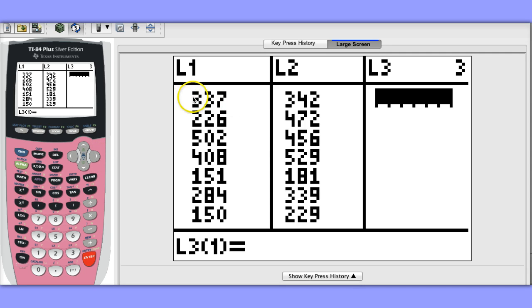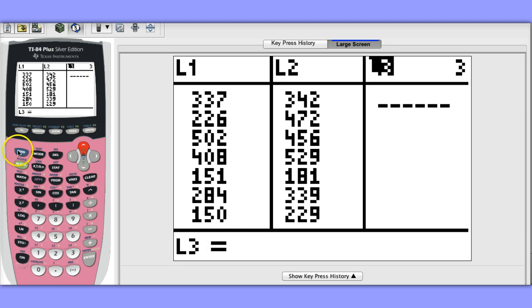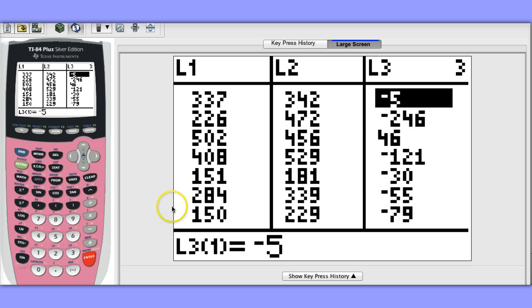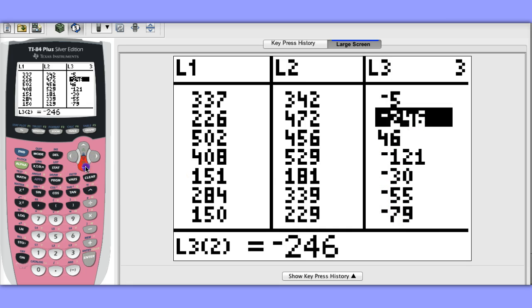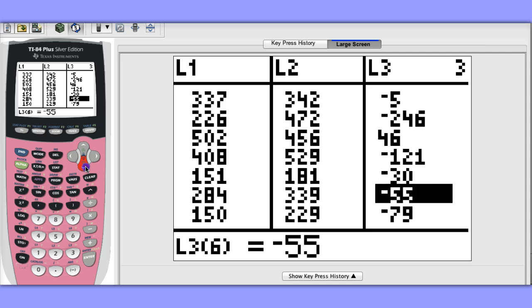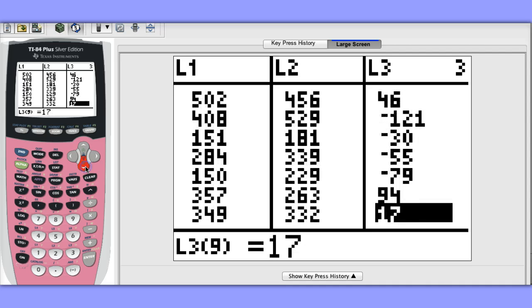Now I could go through and calculate all these and do 337 minus 342 and 226 minus 472 and so on, but I'm going to go to the very top of list 3 and tell the calculator to calculate that for me. I hit second list 1 minus list 2, so second and then list 2. And when I hit enter, notice it gives me the differences. And notice some of the differences are negative and some of the differences are positive. So sometimes the express lane is faster, but not all the time.